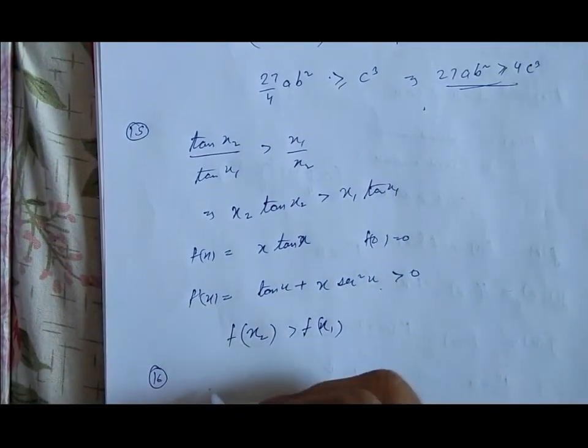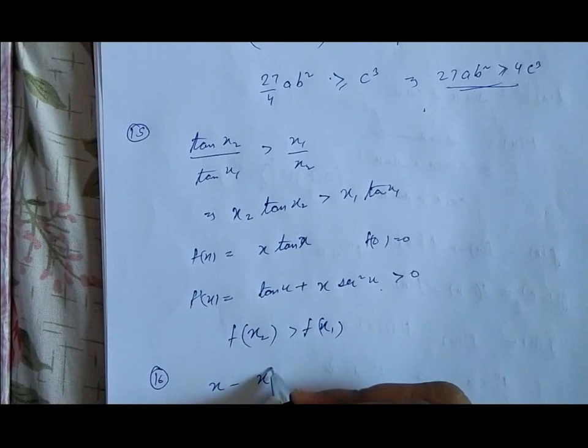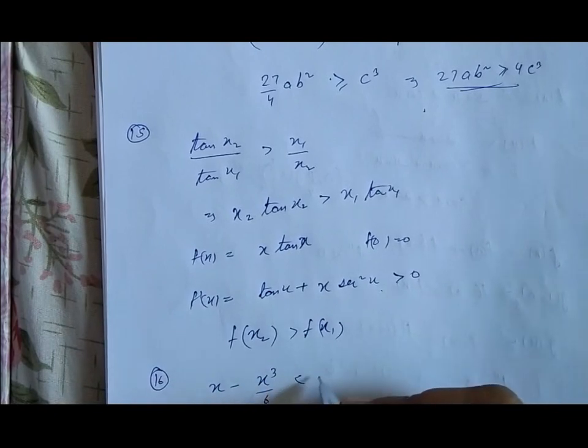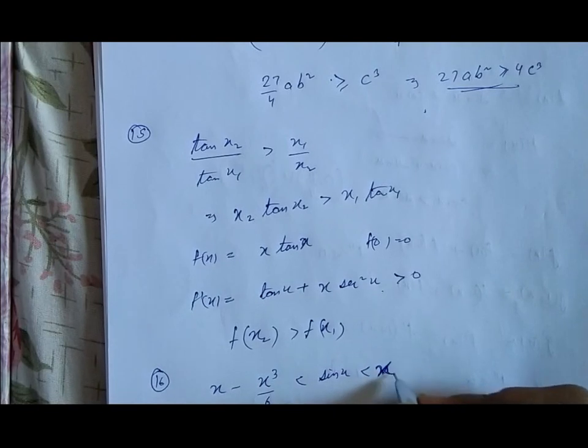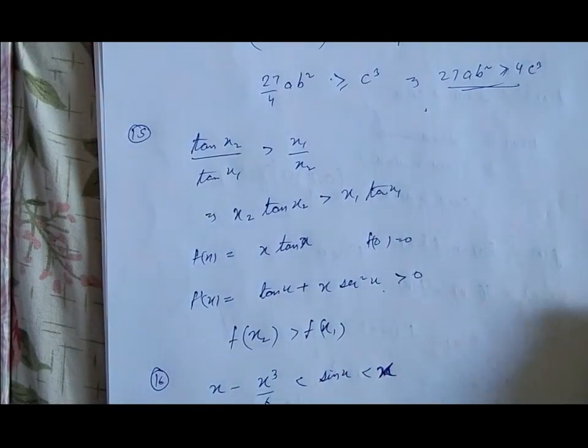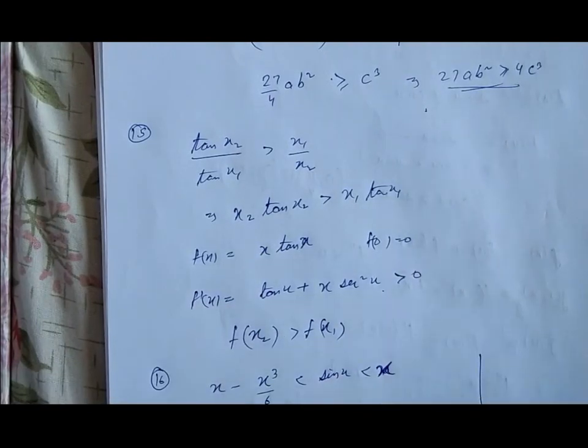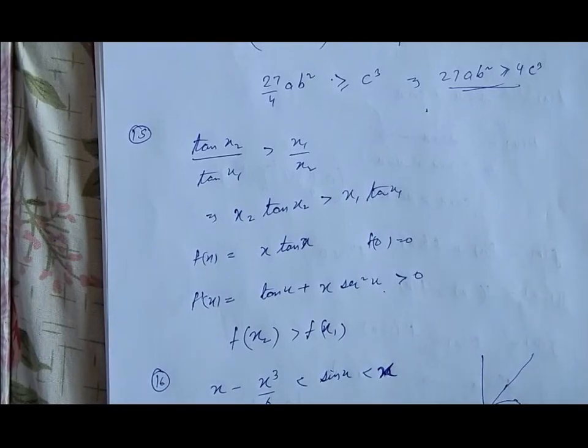We need to show that x minus x cube by 6 is less than sin x and is less than x for 0 to pi by 2. We already know that sin x is always less than or equal to x for x ranging from 0 to pi by 2, since the graph of sin x lies below the graph of y is equal to x. We just need to prove that x minus x cube upon 6 is less than sin x.